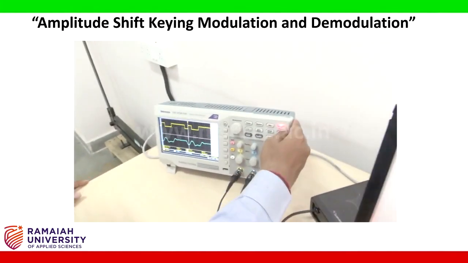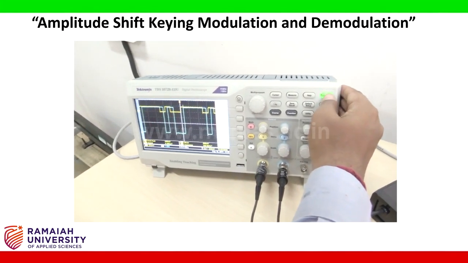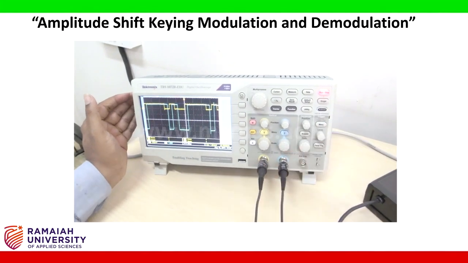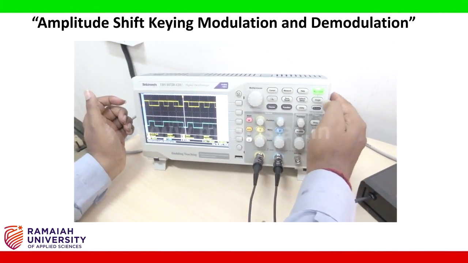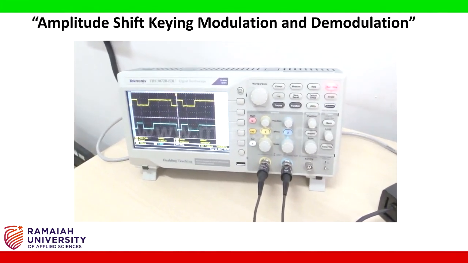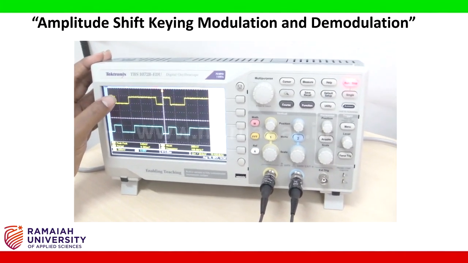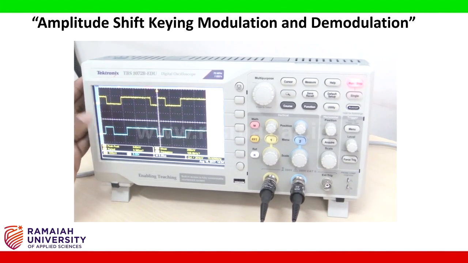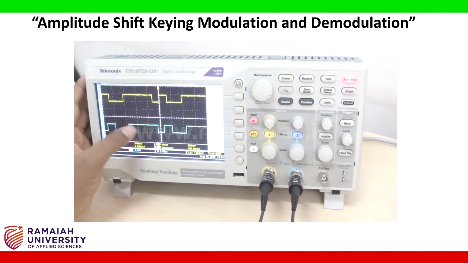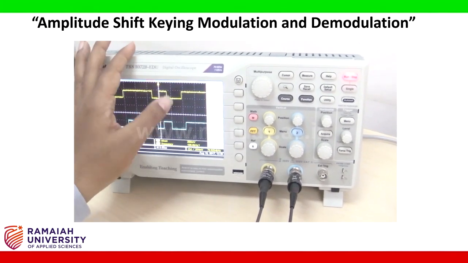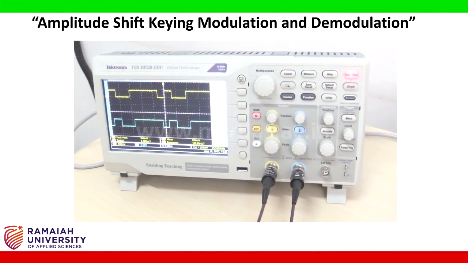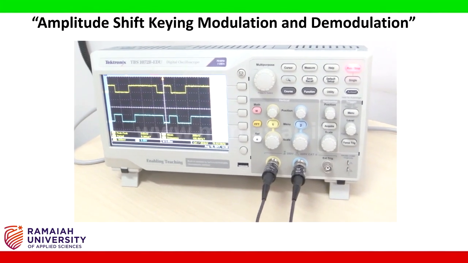Again you press the run and stop button, and again we will press the auto set such that the magnitude will be set to normal, and then again you press the run and stop button. Now you can see the transmitted digital data is modulated through the amplitude shift keying and demodulated, and now we are getting the same stream of data which is transmitted as well as the received data. This is what the amplitude shift keying, modulation and demodulation.